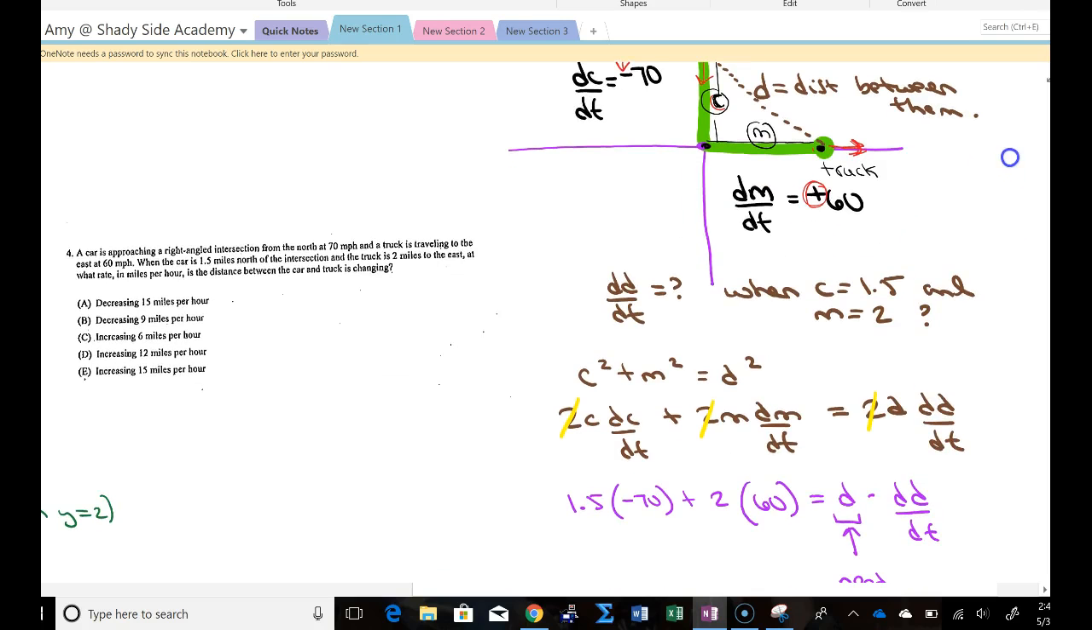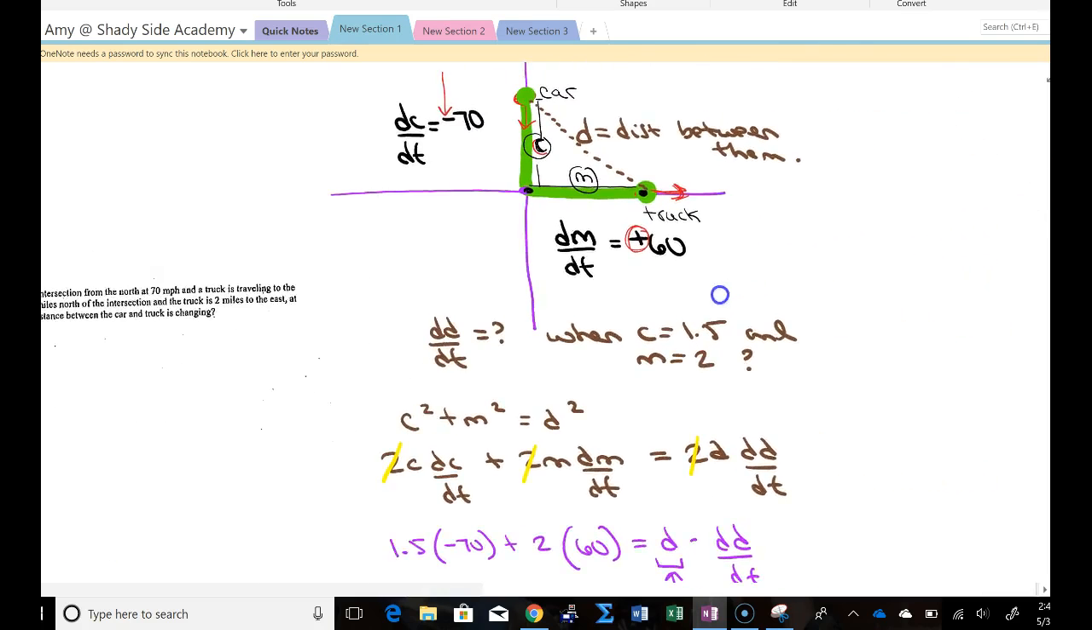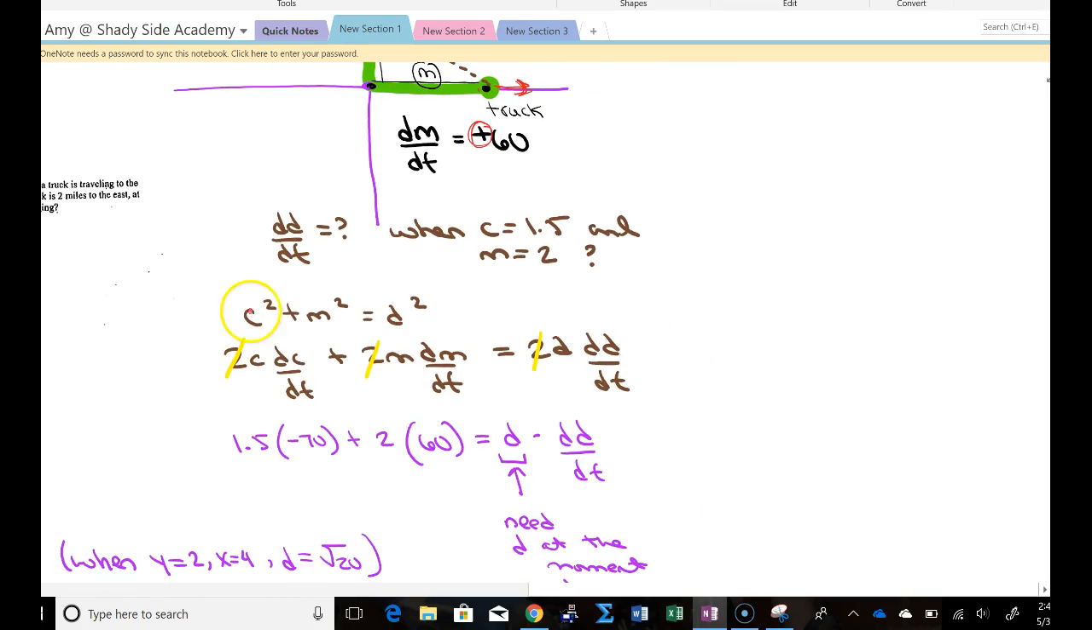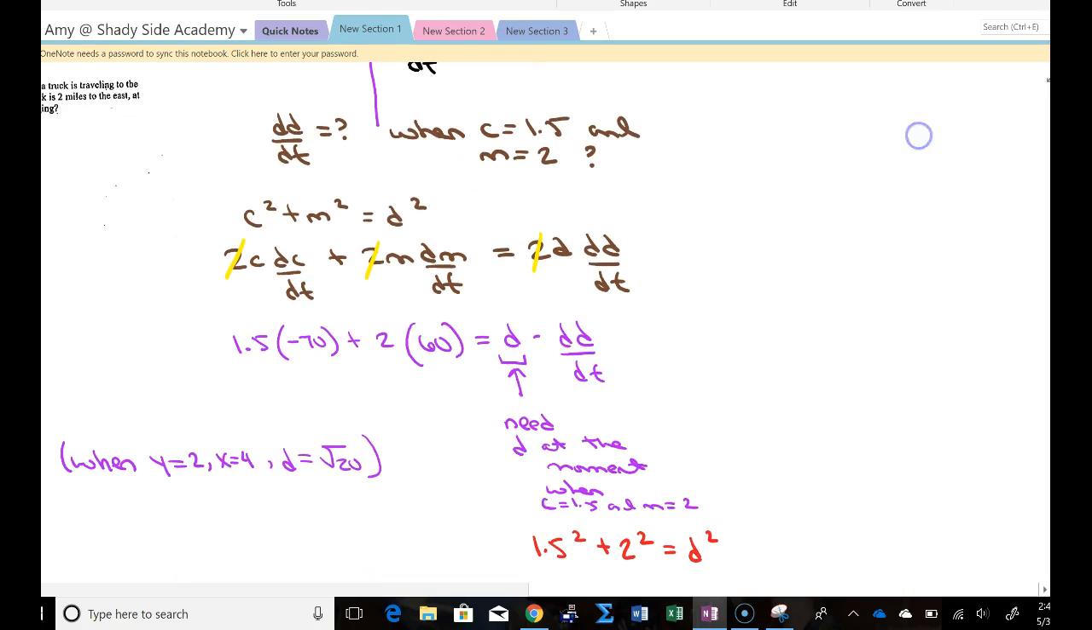So I have the length C, I have the length M, and D is the distance between them. So the question here is saying dd by dt equals what when C equals 1.5 and M equals 2? What's the equation that relates C, M, and D? Right here. C squared plus M squared equals D squared. I took the derivative with respect to time, canceled the 2's out.